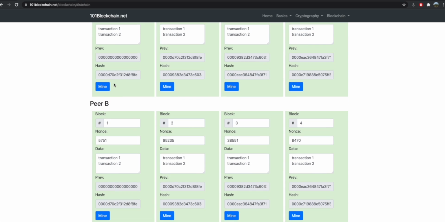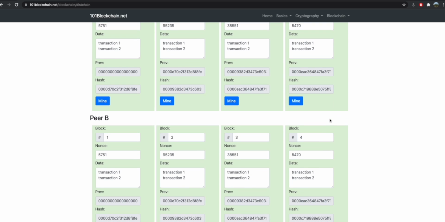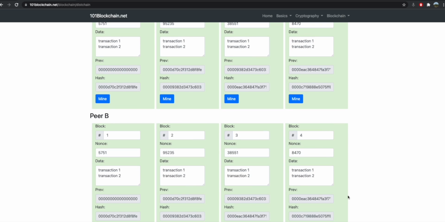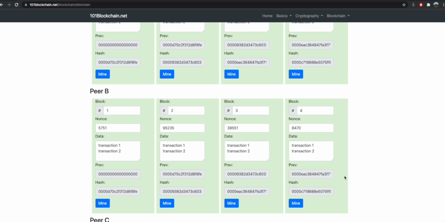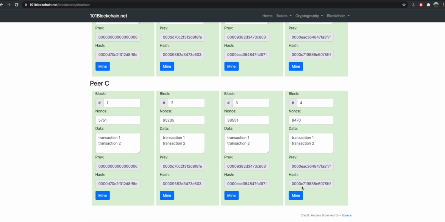All copies of the blockchain are identical. How can we confirm that they're identical? Well, if the hash value of the last block is the same across all copies or peers, that means that the chain is valid or unchanged. So this one is C719, if we ignore the zeros, C719, and C719.